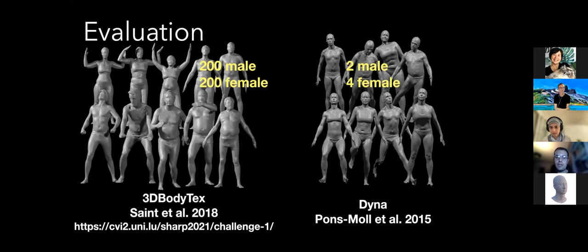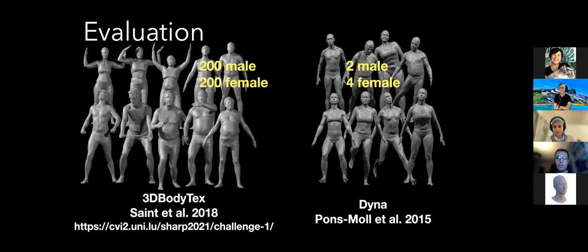And I'd like to emphasize that both data sets are publicly available. You can request the 3D body text data, just like we did, and the Dyna data is already publicly available. So we made sure we evaluate on publicly available data sets.